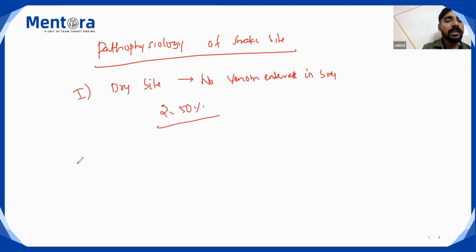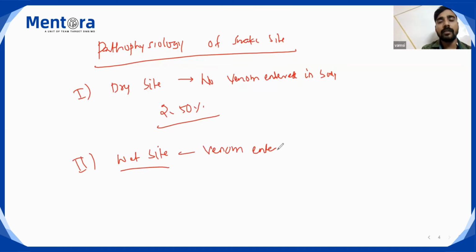But the problem is with the wet bite. Wet bite means venom has entered the body. That is the problem. Right. So in the dry bite, only fang marks are there on the body. There is no venom in the body. So most of the bites, 50%, are dry bites. There is no problem. But wet bites are where venom has actually entered the body. Now the toxic effects of venom will happen to the body. So what are the toxic effects of the venom? We'll see. Right? Now, if wet bite is there, what is the problem? We'll see. In the wet bite, venom is present in the body.